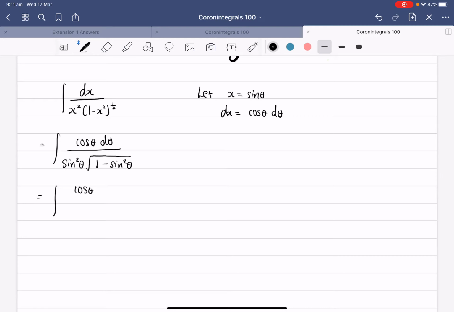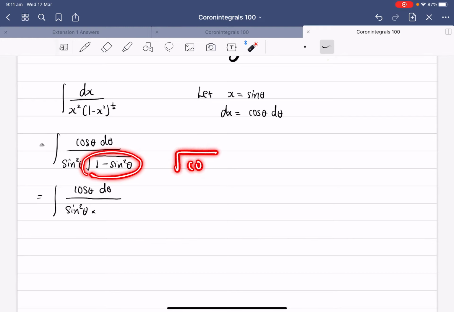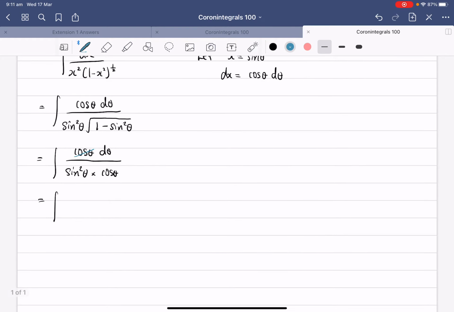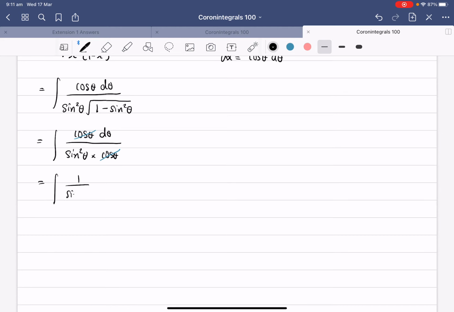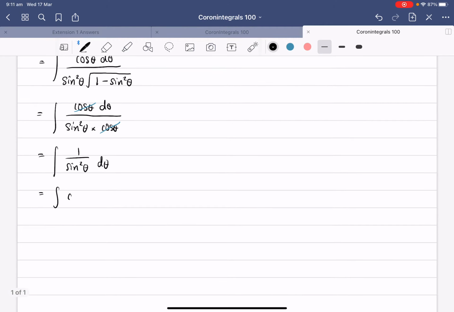All right, so we've got cosine theta d theta over sine squared theta multiplied by the square root. Now, what's inside the square root here is going to be cosine squared. So after you take the square root, you are going to get a cosine theta here. So we can just write cosine theta. The next line of working is just going to be to cross out the common term on both the top and the bottom, cosine theta over cosine theta. That gives you 1 over sine squared theta d theta, which is equal to cosec squared theta d theta.